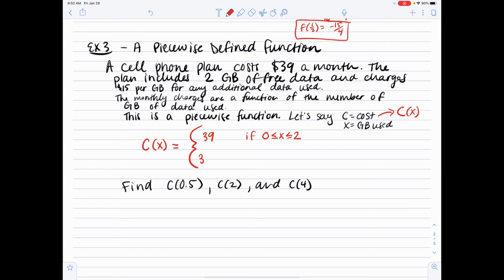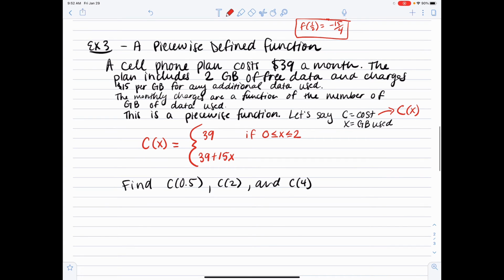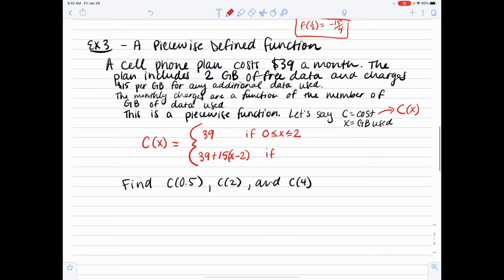Then you pay $39 plus $15 more for every gigabyte after the first 2. So we're going to subtract those first 2. Okay, so that's the second part of our equation, and this is what you use when you have more than 2 gigabytes. So you should be able to make a piecewise function out of that word problem given.